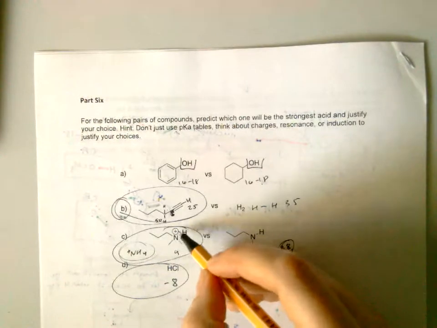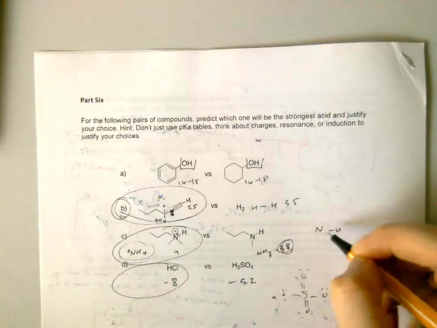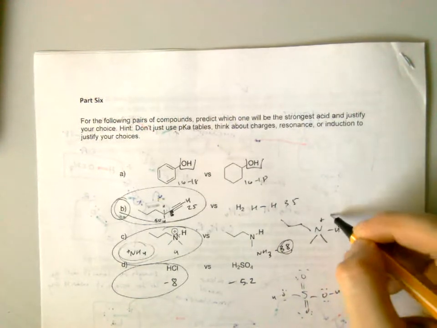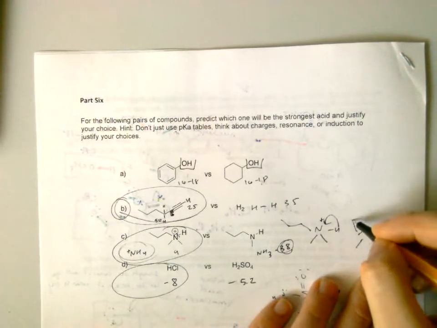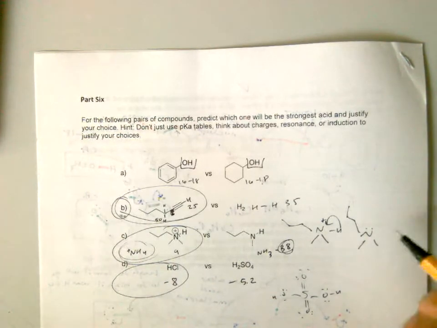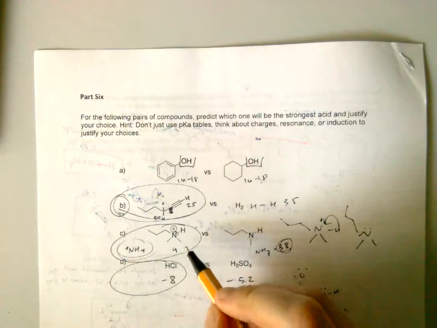On this one, all I would have to think about is that this is positive. So if this positive species lost a proton, then it would become neutral. And nitrogen is pretty electronegative, so it would always rather be neutral than positive. So it is very willing to give up that hydrogen. So I would be able to guess at this even without looking at the pKa table.